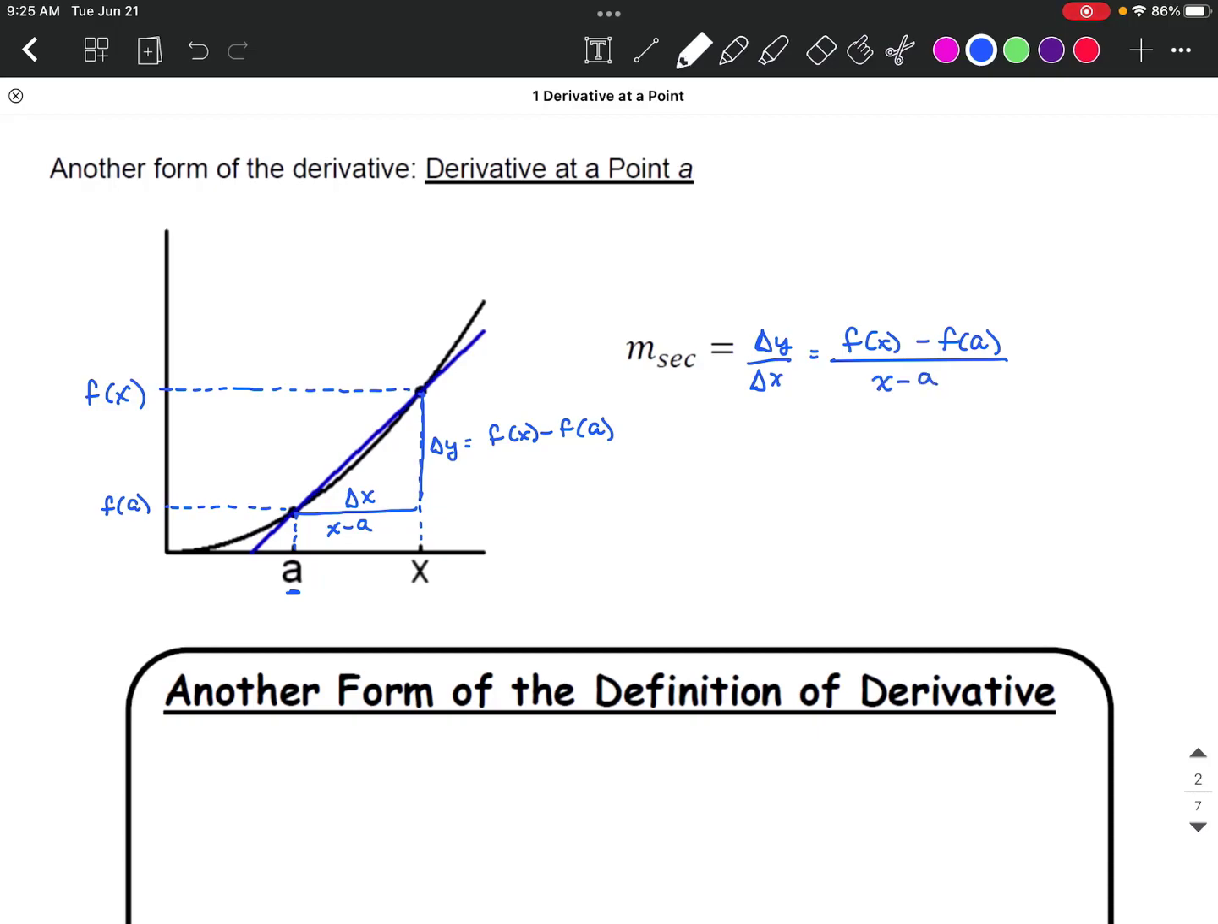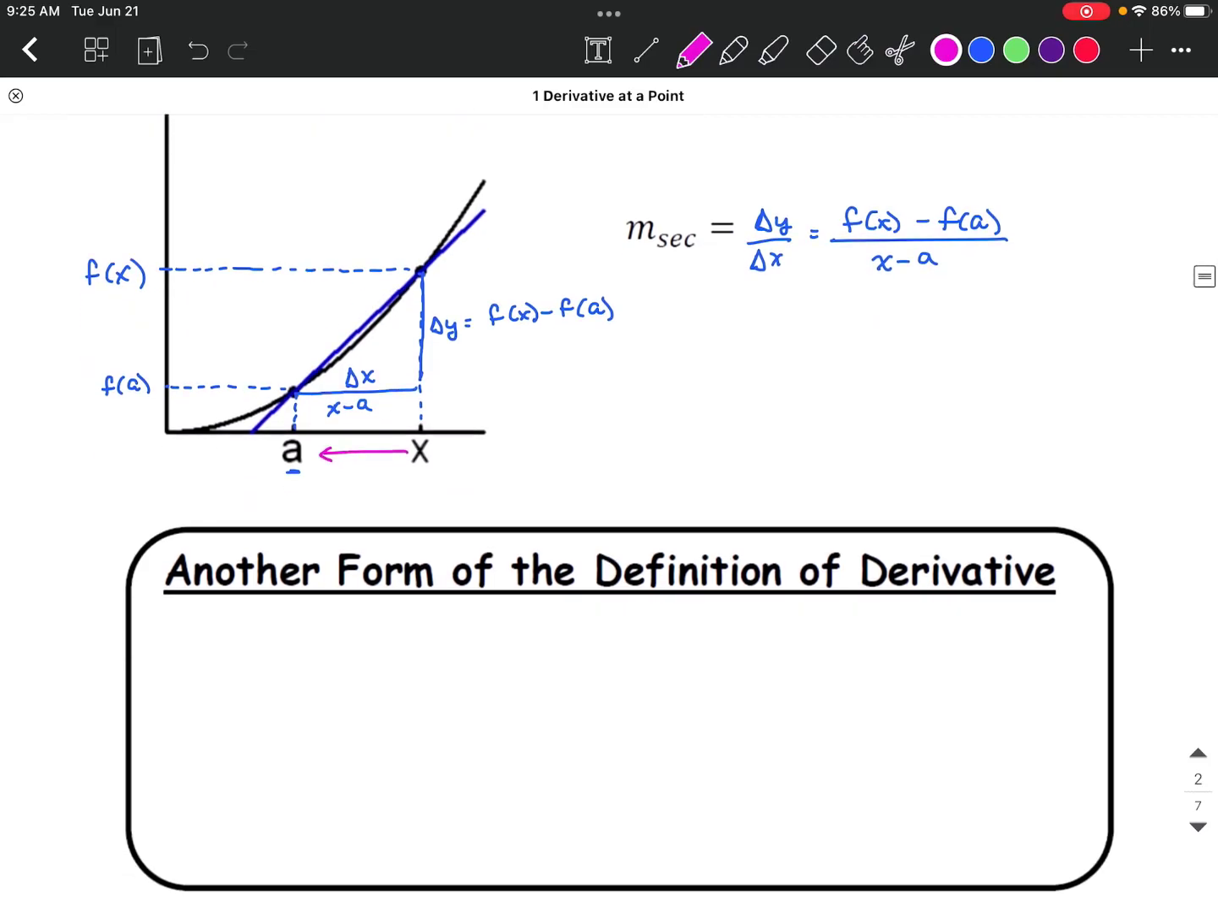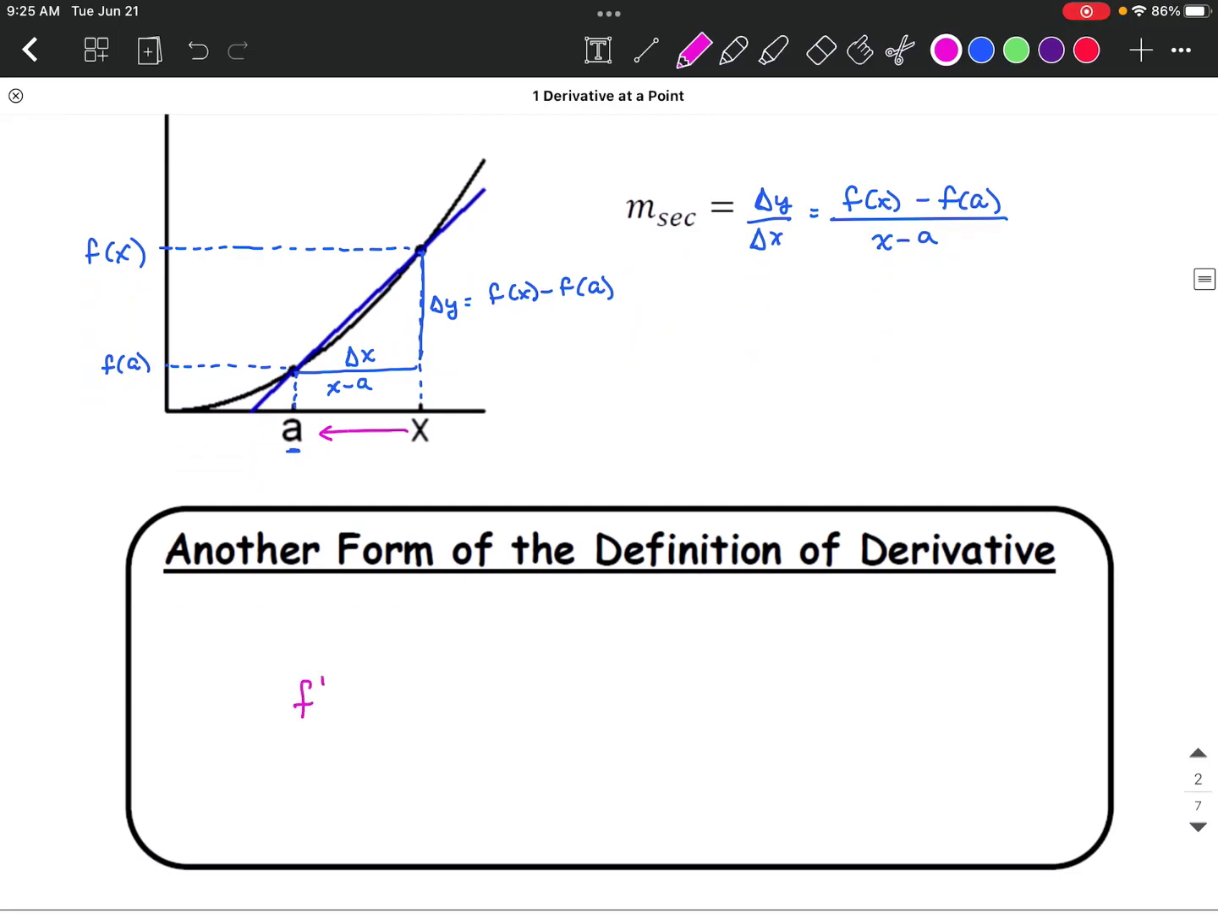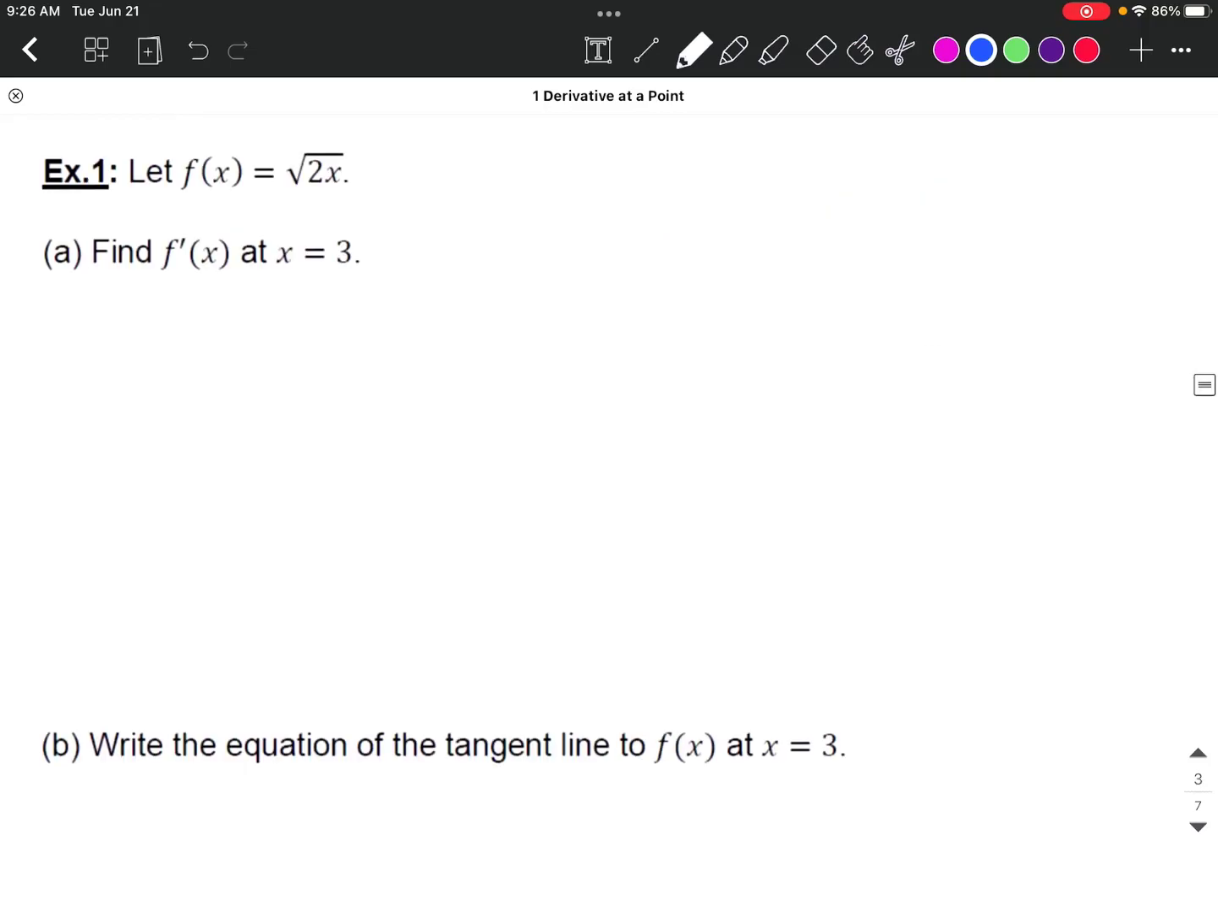Now, if we want this to be the derivative, what has to happen is we have to take the limiting value as the interval gets smaller. Well, this time, that means that the x is approaching A, so that the derivative of f at A is the limit as x approaches A of this average rate of change formula, f of x minus f of A all over x minus A. And that, the limit of that, will give you the derivative at a specific x value. Let's look at an example.